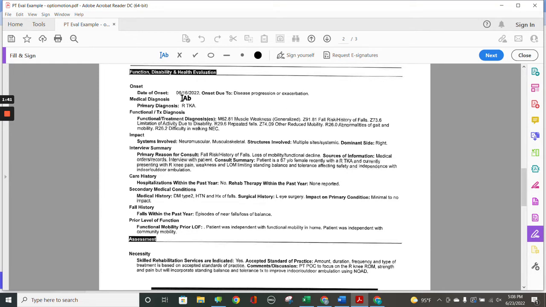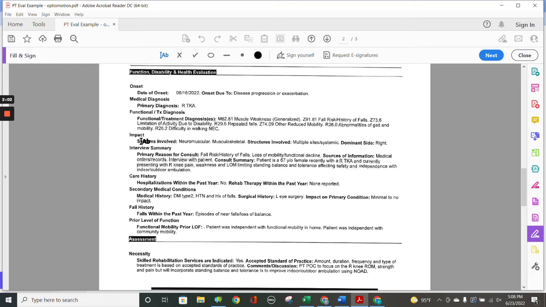Date of onset 6/16, that's usually the surgery date. In that case, it was the surgery date. We're doing the eval on 6/17. Right TKA is the diagnosis. Functional treatment diagnoses, things that we're looking at: muscle weakness, fall history, limited activity, etc., etc.